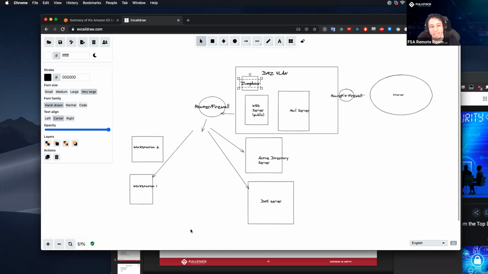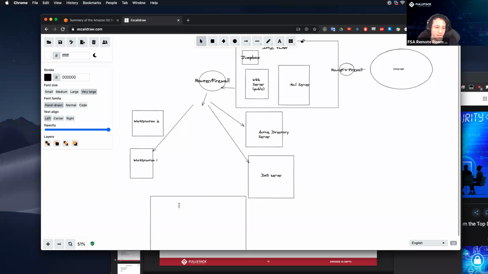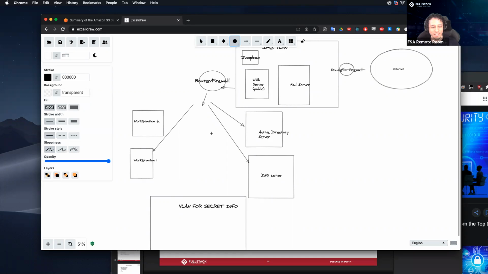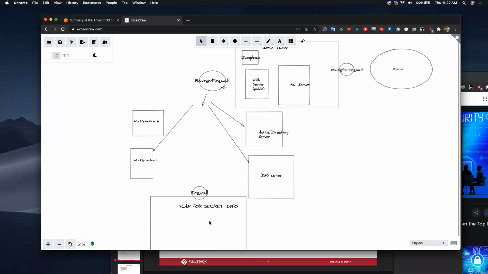I'm going to separate things based on if they are more risky, like these DMZ things are going to be a little bit lightly protected. Or separate things by whether it has more confidential information. So if we want to do that, maybe we can make another area, another VLAN for secret info, and then maybe we'll put in another firewall here.